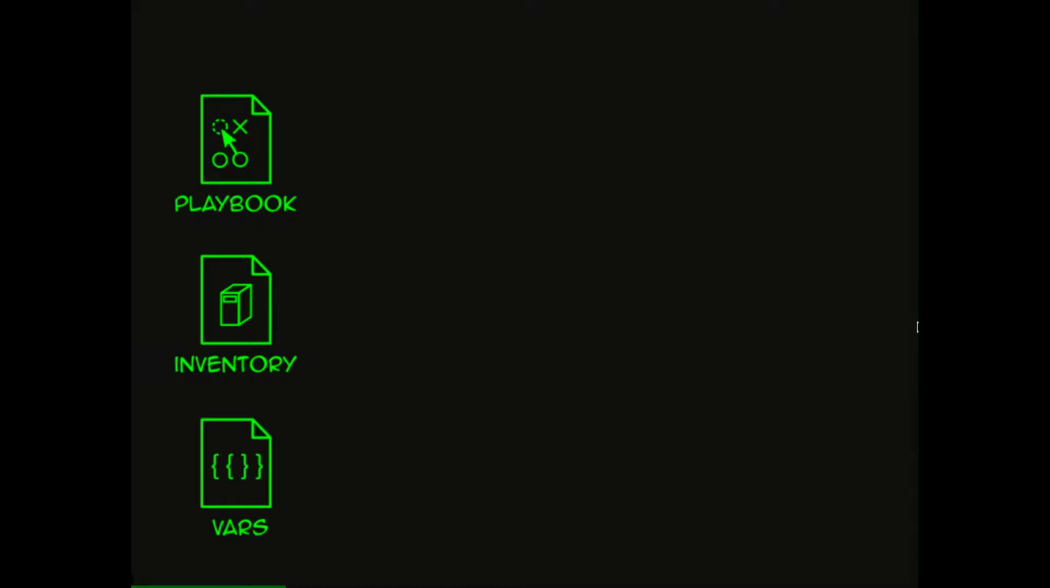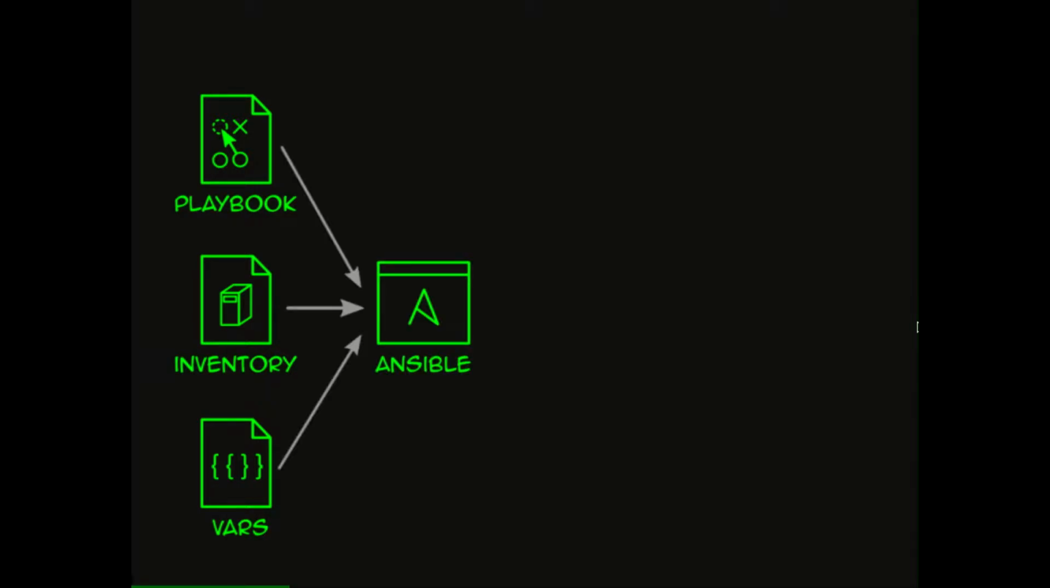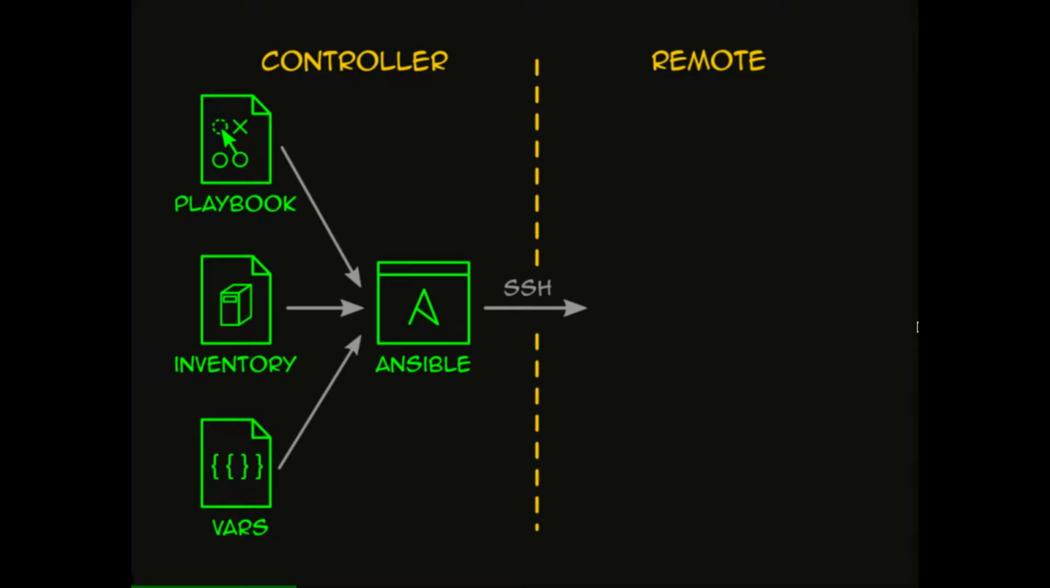So Ansible takes 3 different inputs. It takes something called a playbook, which are the configurations that we want to deploy. It takes a series of targets that we're going to deploy those configurations to, called an inventory. And then it takes some variables which allow you to configure this process. It takes all of these inputs and runs them through the Ansible executable. And what Ansible does is it's going to package those all up, and then it's going to send them over SSH to a remote system.